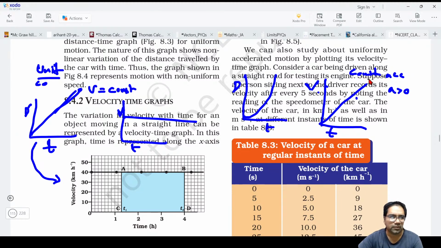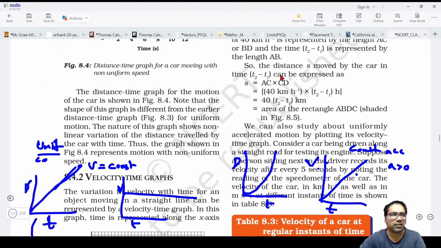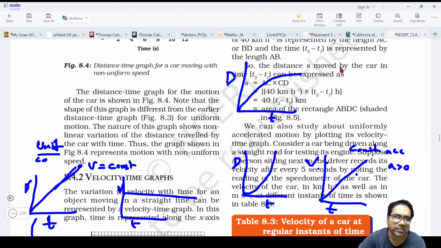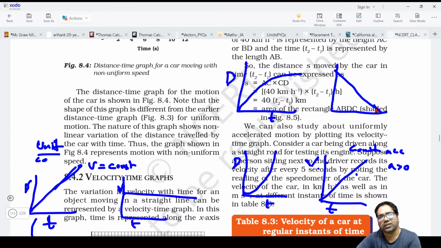Now we discussed another graph. What is the other graph that we discussed? This one, distance time. What is this? Velocity is decreasing. This is velocity decreasing. So this graph will look something like this. Initially velocity was something, it is slowly reducing.